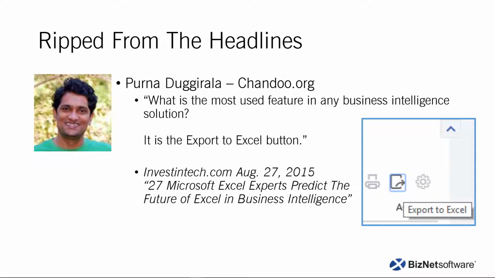So what does that mean in terms of being complementary? Well, this is a friend of BizNet, Purna, who is better known as Chandoo, whose site is one of the largest Excel organizations in the world in terms of web traffic. And he says, what's the most used feature in any business intelligence solution? It's the Export to Excel button. That was in the August 27 issue of investtech.com: 27 Microsoft Excel experts predict the future of Excel and business intelligence. One of those experts was Bill Jelen, also known as Mr. Excel. He'll be joining us again this year at Excelapalooza coming up in September.